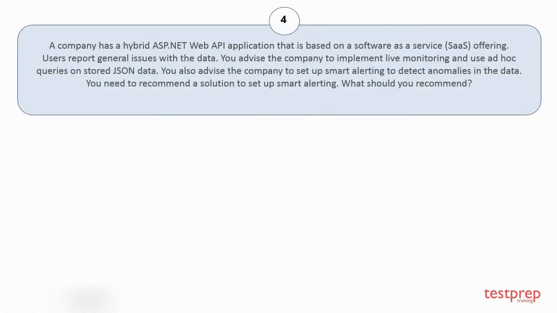Number 4. A company has a hybrid ASP.NET Web API application that is based on a software as a service offering. Users report general issues with the data. You advise the company to implement live monitoring and use ad hoc queries on stored JSON data. You also advise the company to set up smart alerting to detect anomalies in the data. You need to recommend a solution to set up smart alerting. What should you recommend?